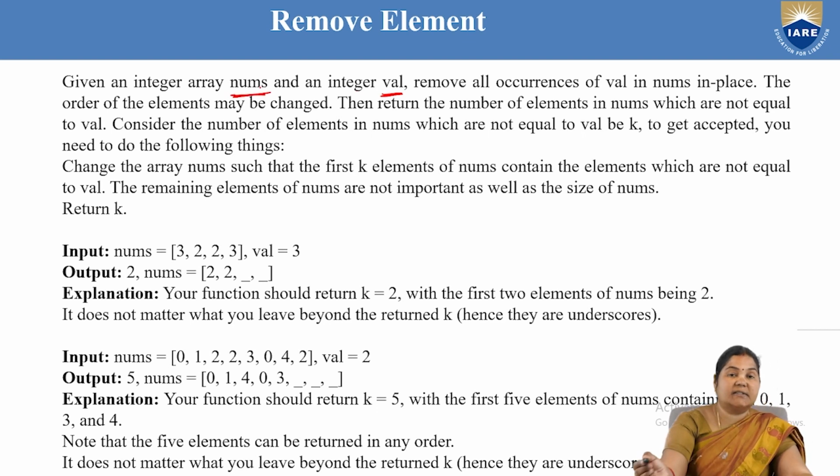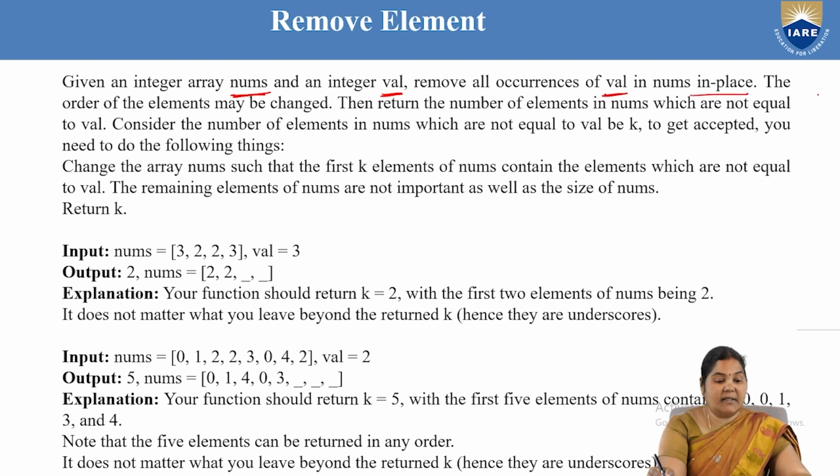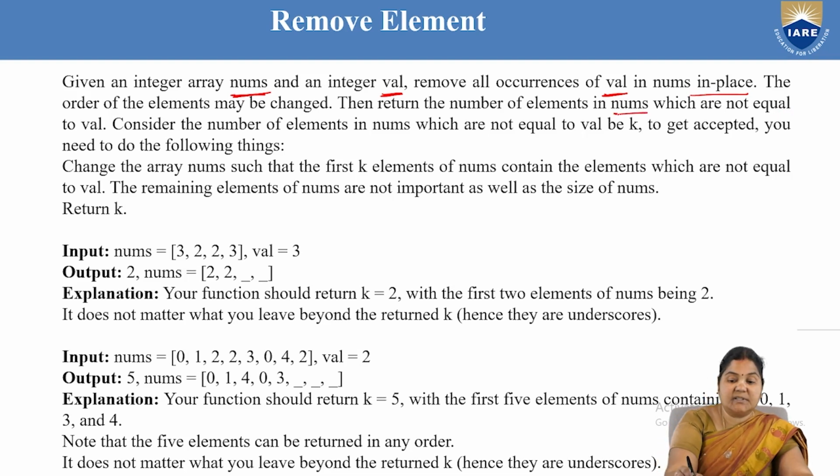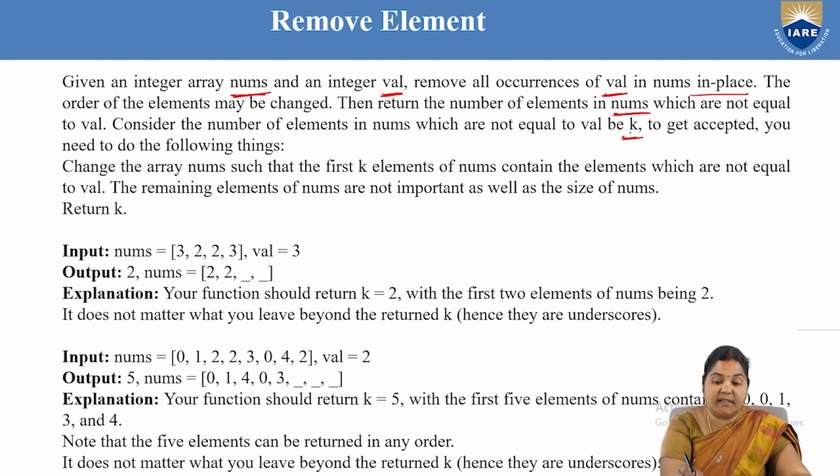One integer array is given as nums and one integer value. Remove all occurrences of value in nums in place. The order of the elements may be changed. Okay. Then return the number of elements in nums which are not equal to value. Only the nums array should contain the numbers which are not the same as the value. Fine. Consider the number of elements in nums which are not equal to value be k. Suppose k number of such elements are there which are not the same as value.